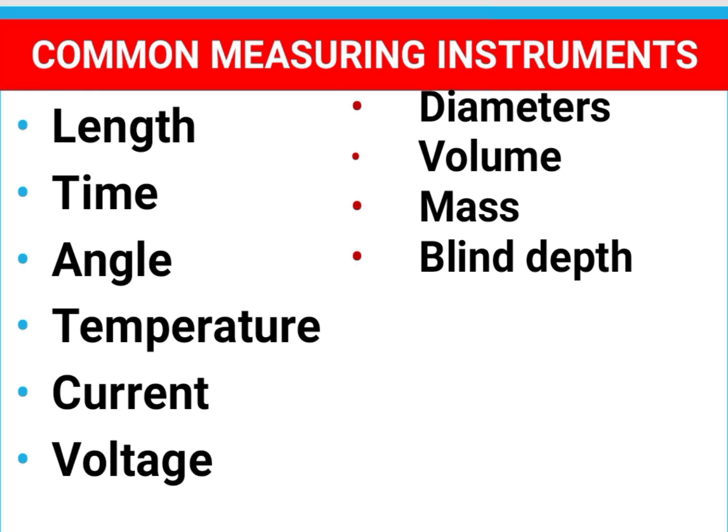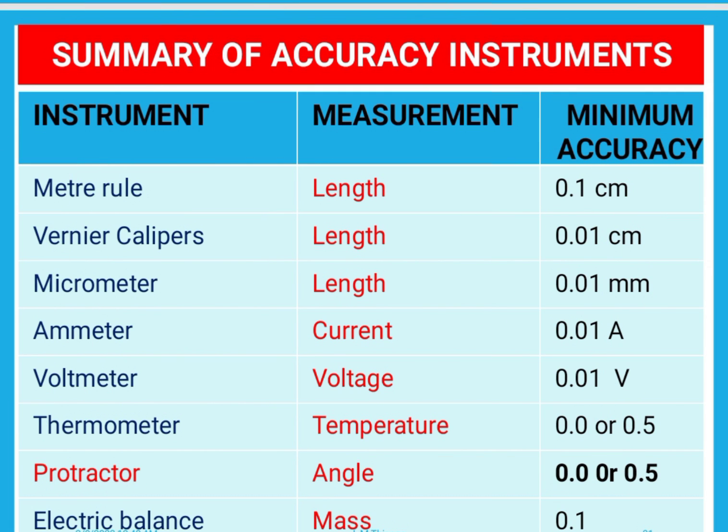So which instruments do we use to make those measurements? We use a meter rule to take length, a vernier caliper, micrometer screw gauge, ammeter to measure current, voltmeter to measure voltage, thermometer to measure temperature, protractor to measure angle, electric beam balance to measure mass.